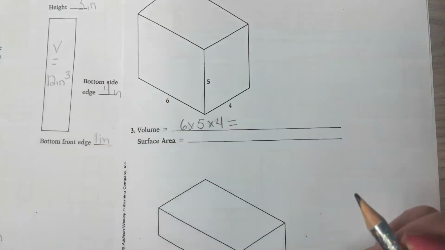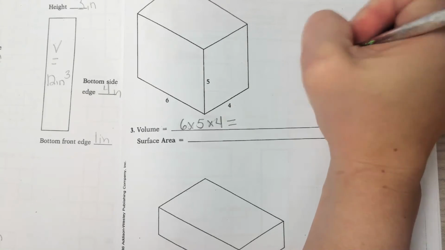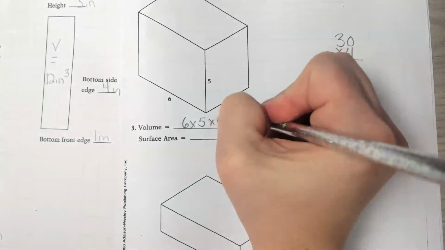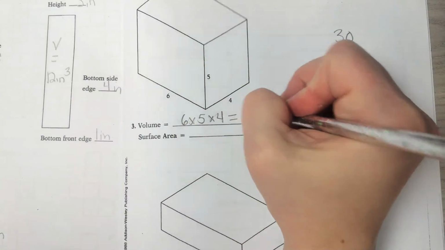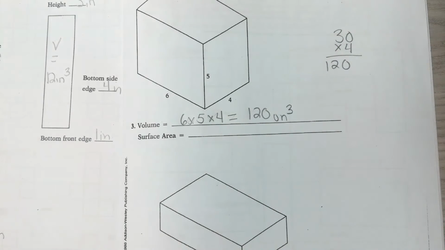6 times 5 is 30, right? And then 30 times 4, well, what's 30 times 4? We don't have a calculator. We know that that is 120. So 120 doesn't give us any units of measurement, so we just have to put units. This is volume, so cubed. There we go. Now we need to find surface area.